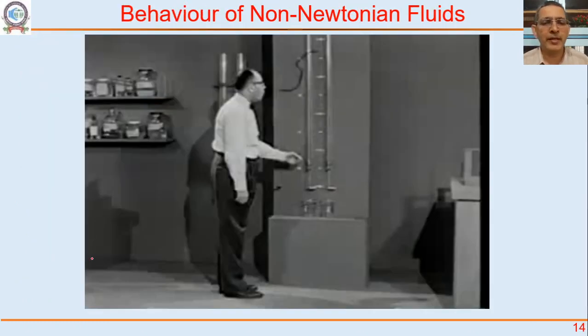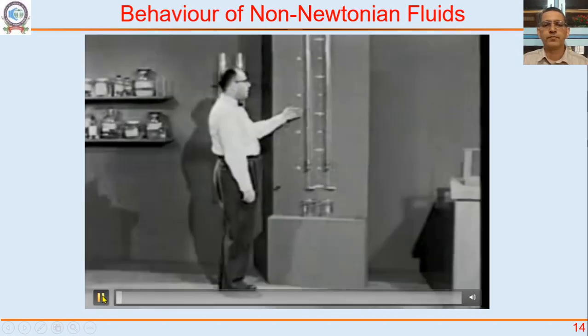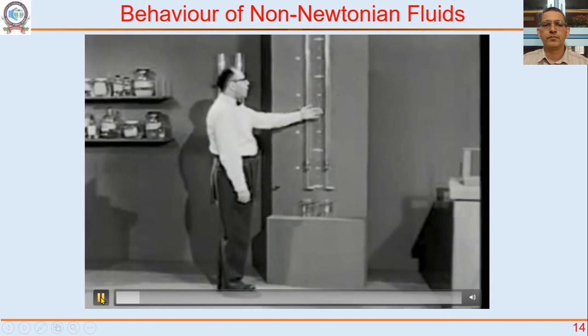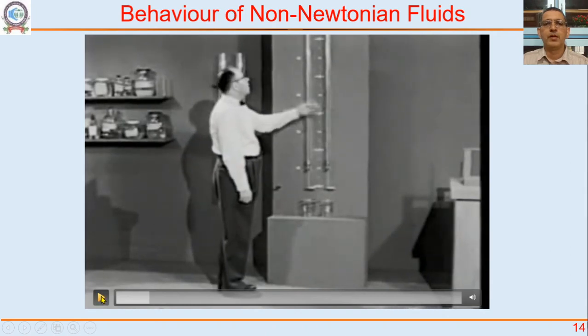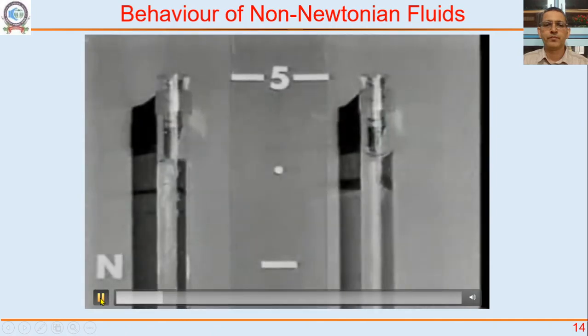Okay, now here is some video. We will see this video, and I will talk as we go along. So there are two burettes. Left side is a Newtonian fluid, right side is a non-Newtonian fluid. Okay. Let's see what happens. The levels are the same.